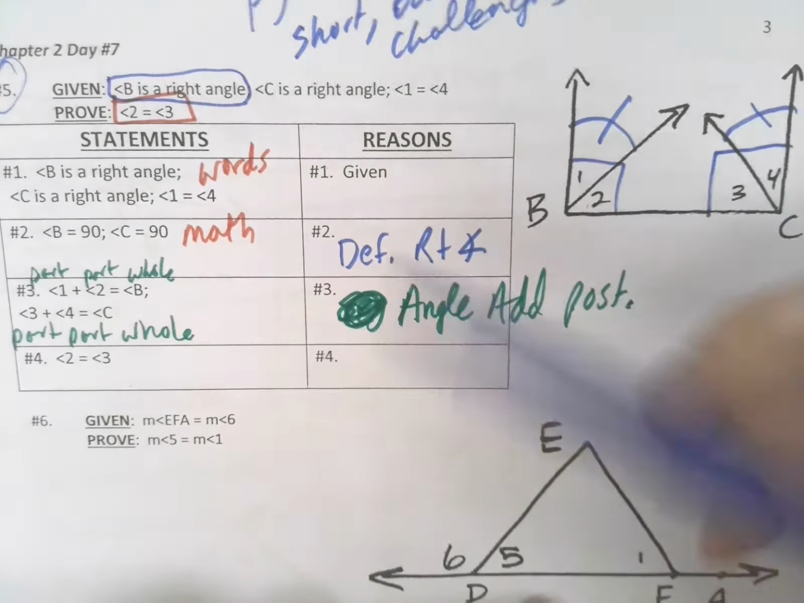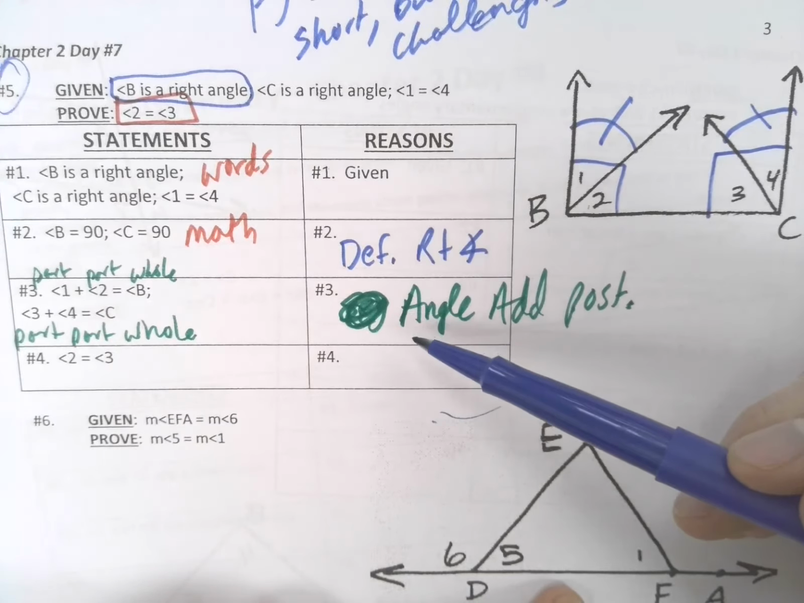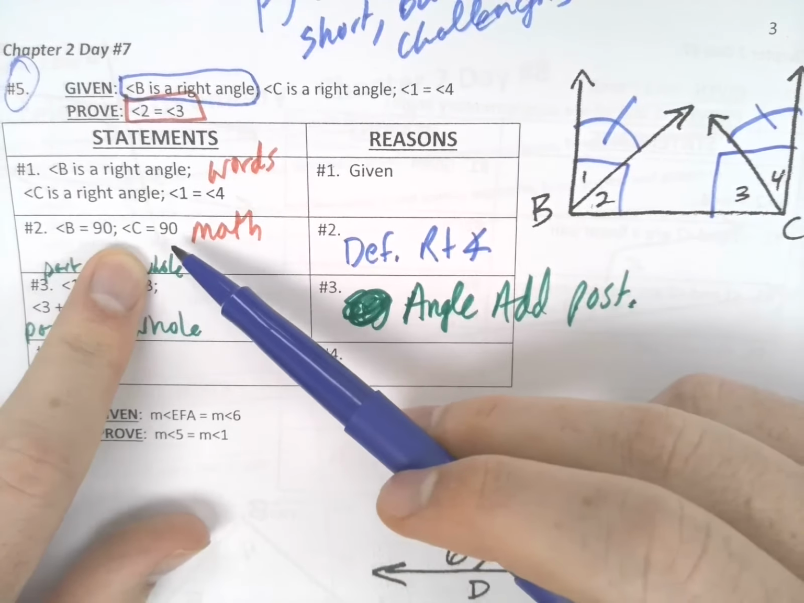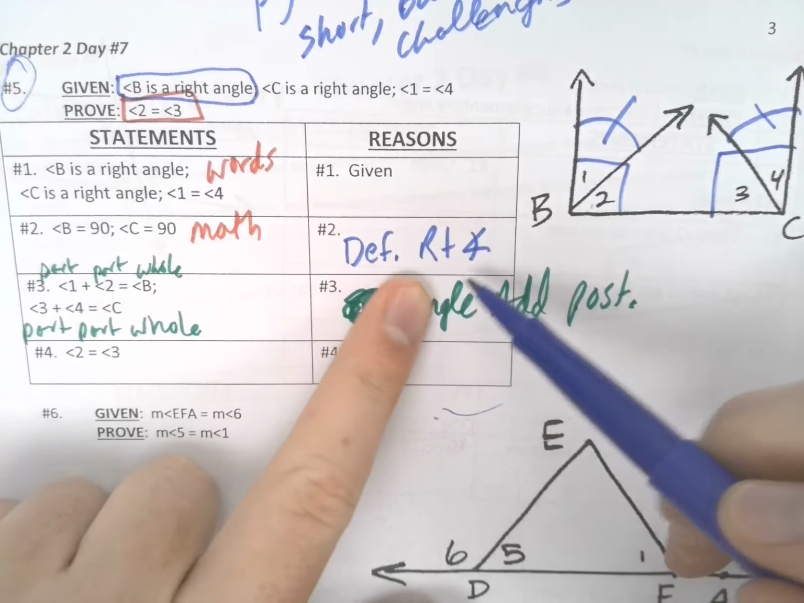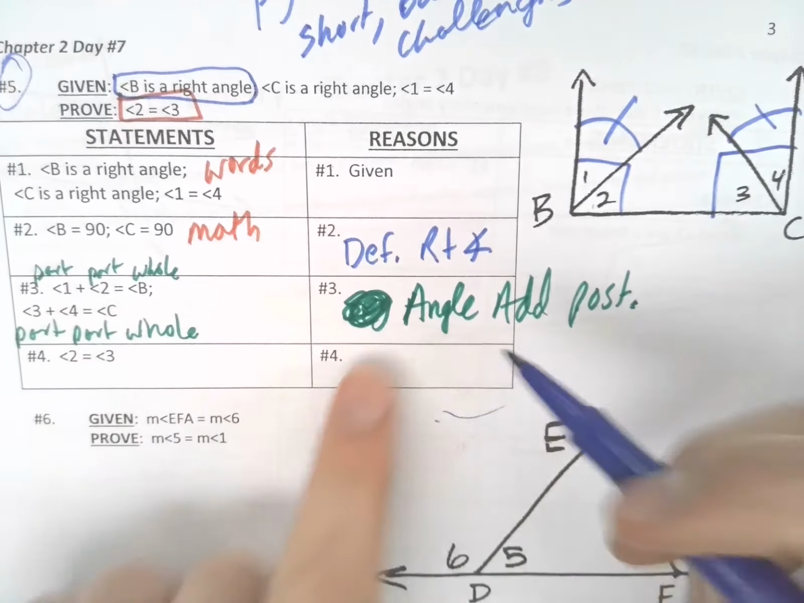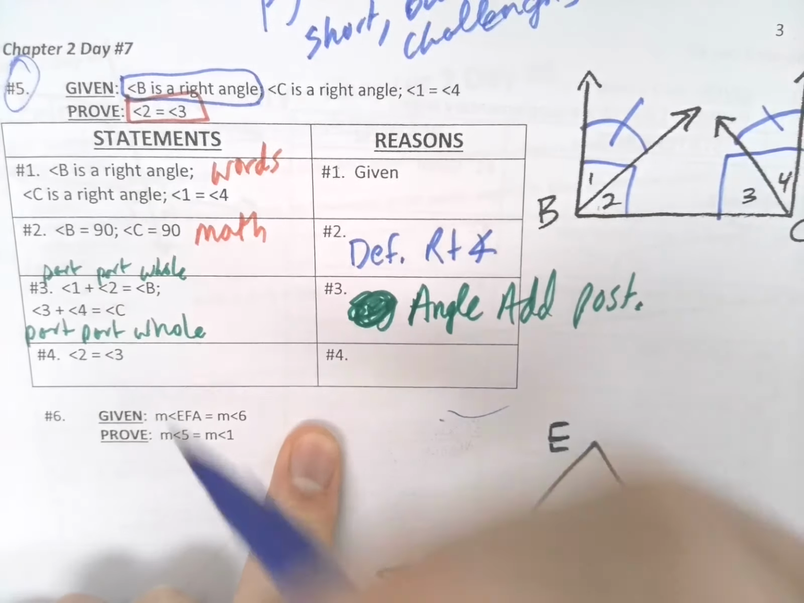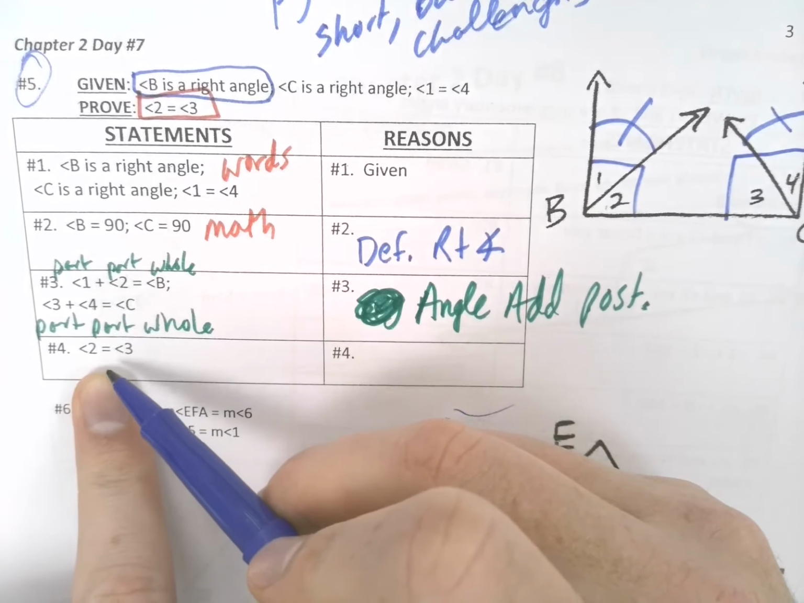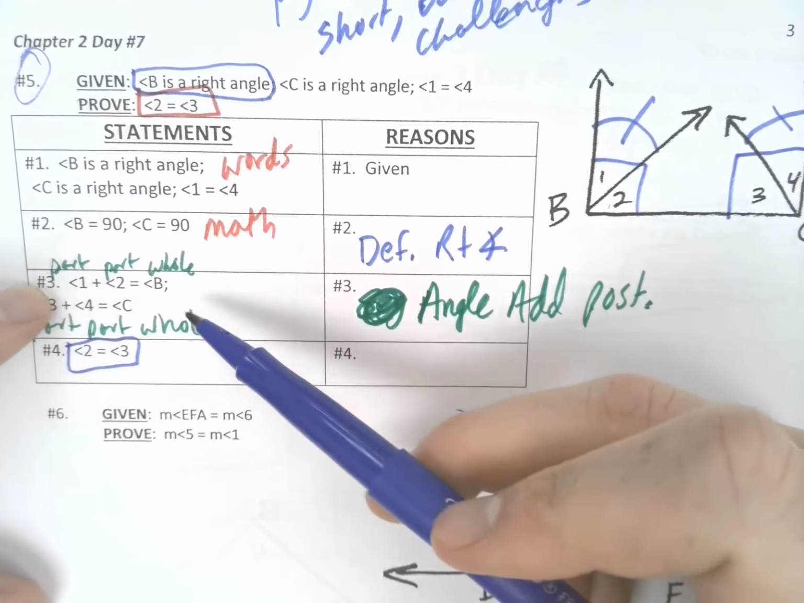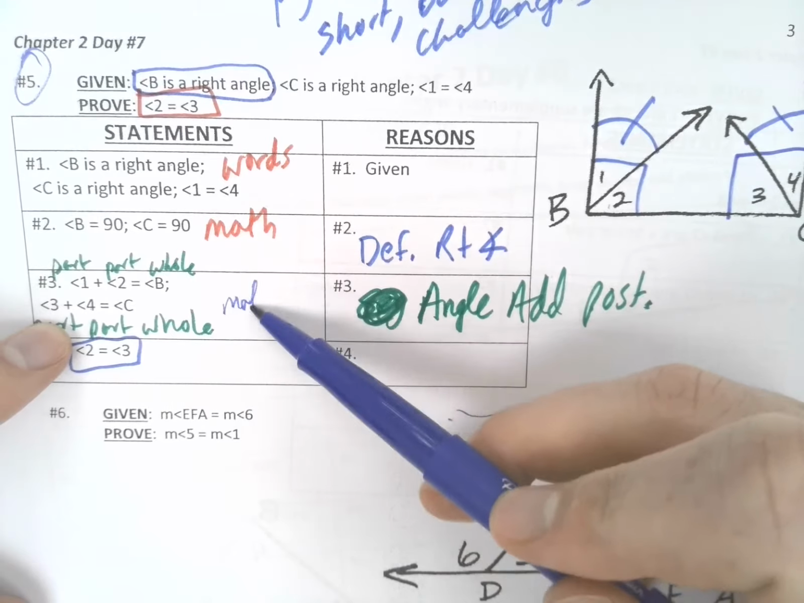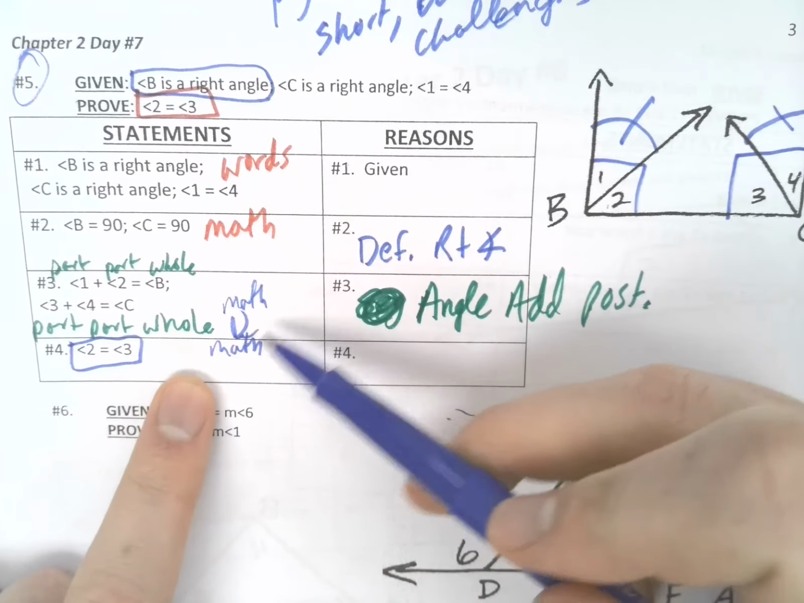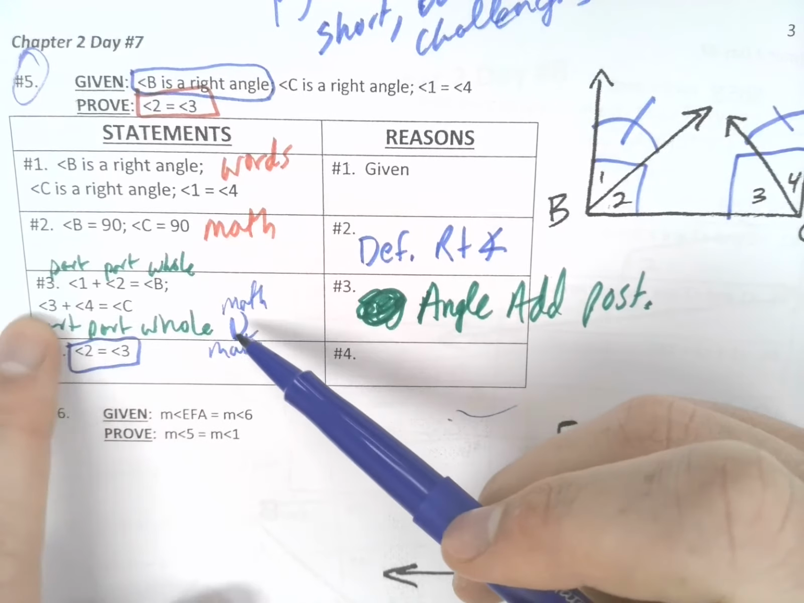Were we able to go 2 for 2 on number 2 and number 3 here? If we have words about right angles leading into math about angles being 90 degrees, clearly we're talking definition of right angle. If you have part plus part equals whole, part plus part equals whole, we're talking angle add postulate. And then finally, how are we able to say 2 is going to equal 3? Well, if you ever notice we go from math to math, a lot of times this property we're about to use is going to be involved right here.